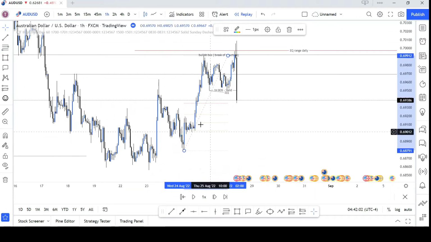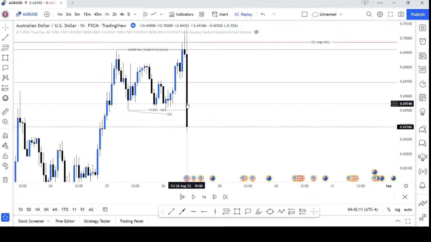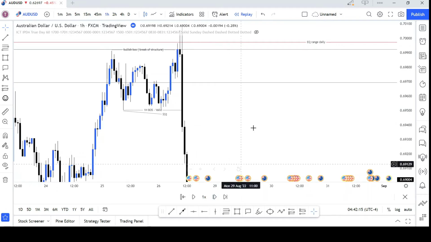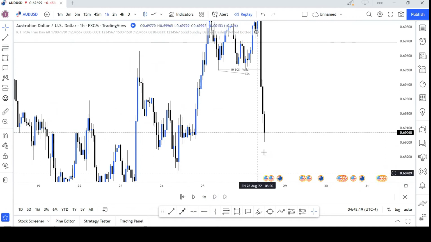Okay, see now I'm putting the Fibonacci to see if the low, which I wrote as the 1H BOS valid, did actually reach the EQ level, which it didn't. We're now using the bullish mini trend from the daily after the break of structure as our range to determine if it broke structure or not.